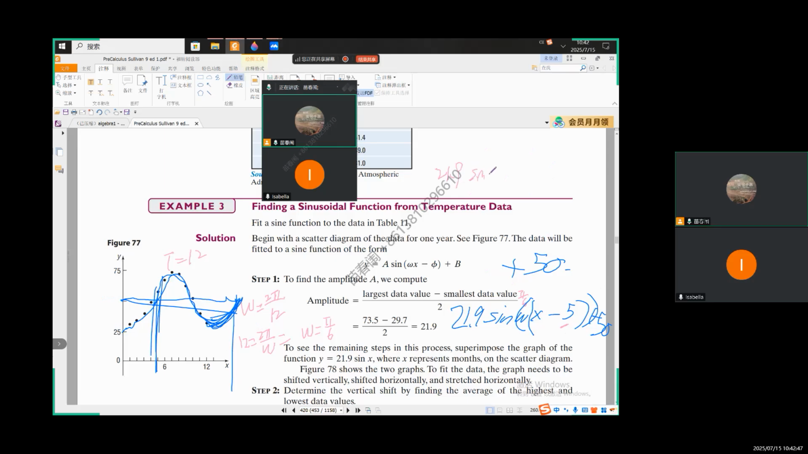So now what we have without this one is 21.9 sine of pi over 6 x, and plus your 50 thing. If that's the case, I can draw this one. Yes, I can actually draw this one, right? It'll be something more like this, right? And I can find the horizontal change by measuring this one and that one.